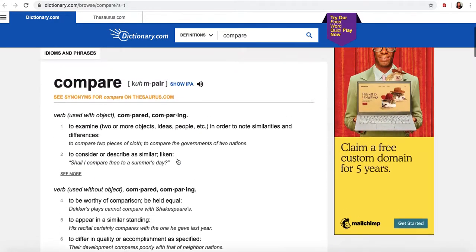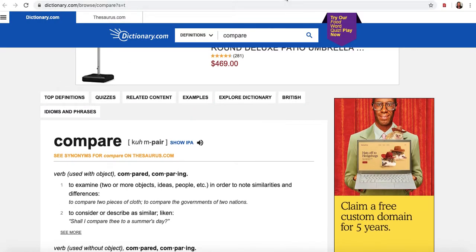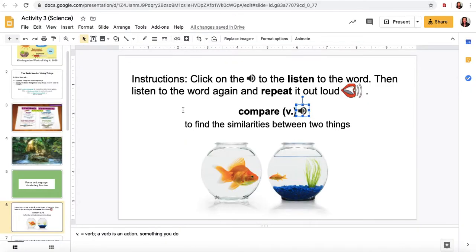If this is a little too overwhelming, which it might be for your age yet, then you can simply look at this definition. So compare means to find the similarities between 2 things. Think of when we do our Venn diagram, right? We put things that are the same or similar in the middle, okay? So looking at these fish, what do you see that is the same about them?